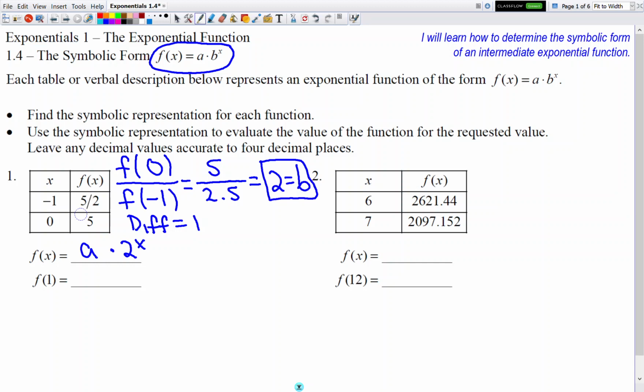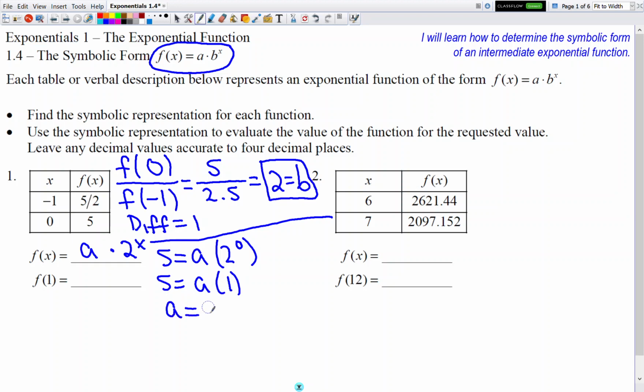Okay, so we're going to replace 5. Let's draw a little line here because this is where it's going to be a totally different part of a problem. So 5 equals, we don't have a, that's what we're trying to solve for, 2 to the x power, which is 0. Okay, and now we have just one letter left, which is our a value. We have just one letter left, so let's continue solving for a. So 5 equals a times 2 to the 0 power, which is known as 1. So a times 1 is a, so therefore a is 5.